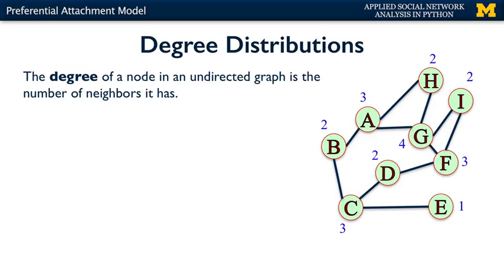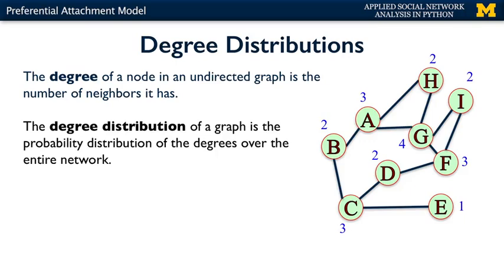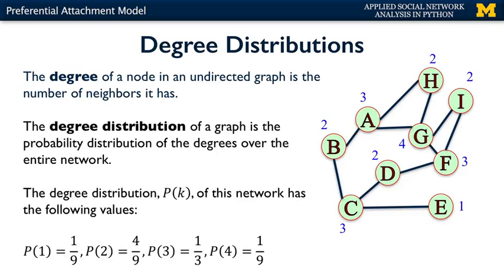And when we do, we look at the network's degree distribution, which is the probability distribution of the degrees over the entire network. So if we let P(k), where k is degree, be the degree distribution of this network, we'll find that P(k) has the following values. P(1) would be 1/9 because only one node, node E, has degree 1 out of all 9 nodes. P(2) will be 4/9 because there are 4 nodes that have degree 2 over the 9 nodes. And then P(3) is 3/9, or 1/3, because 3 nodes have degree 3.